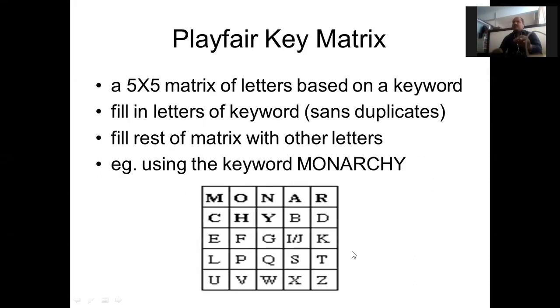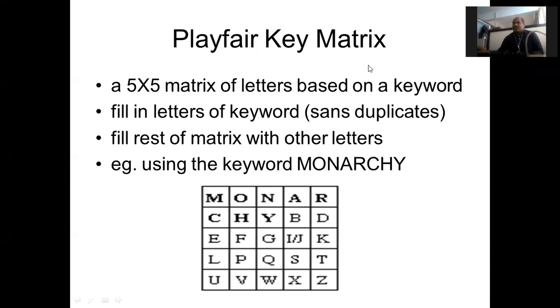Now this is the 5x5 matrix. So what is that 5x5 matrix? It is called the Playfair Key Matrix. Here you can see a 5x5 matrix of letters based on a keyword. Fill in the letters of the keyword, avoiding duplicates, and fill the rest of the matrix with the other letters.